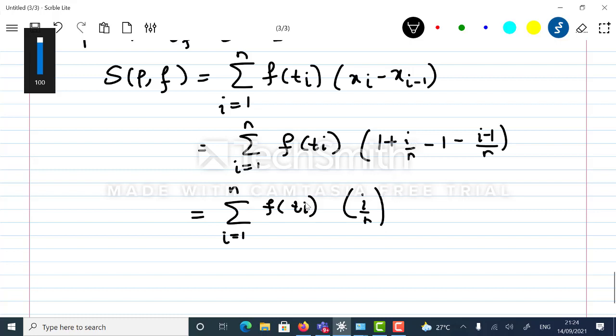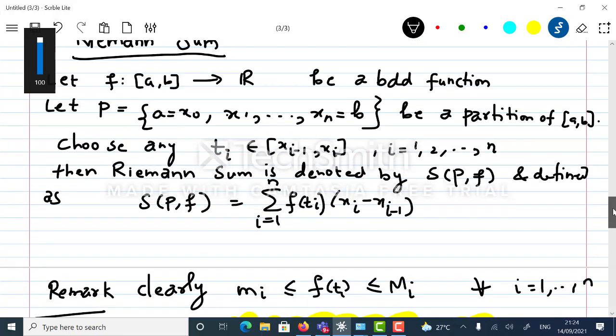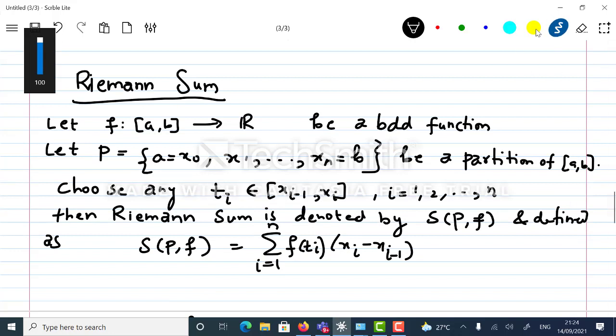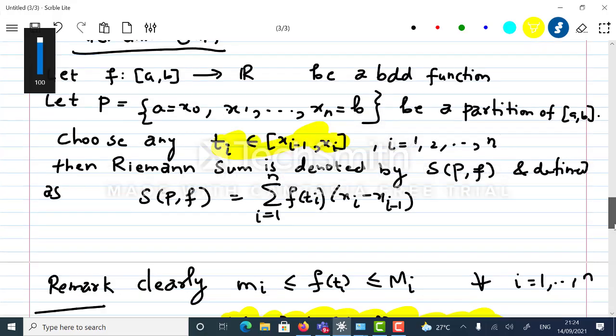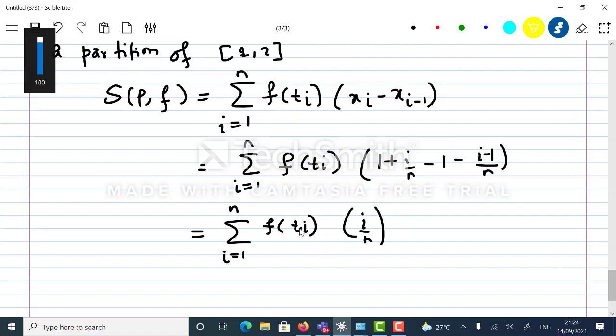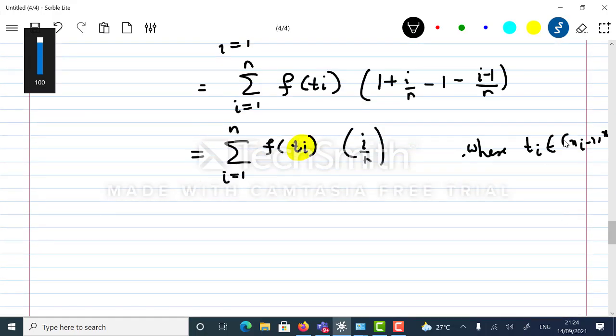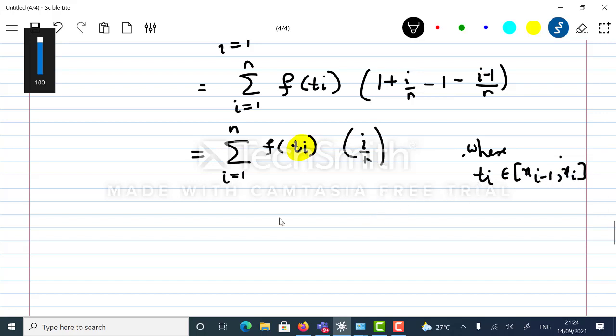Now what is t_i? What t_i should we take? It is very clear, in our Riemann sum we said t_i belongs to [x_{i-1}, x_i], we choose any t_i between x_{i-1} and x_i. Here, what t_i we select is important. So I will take t_i here as x_i only. So let t_i be equal to x_i, and what is x_i? 1 + i/n.